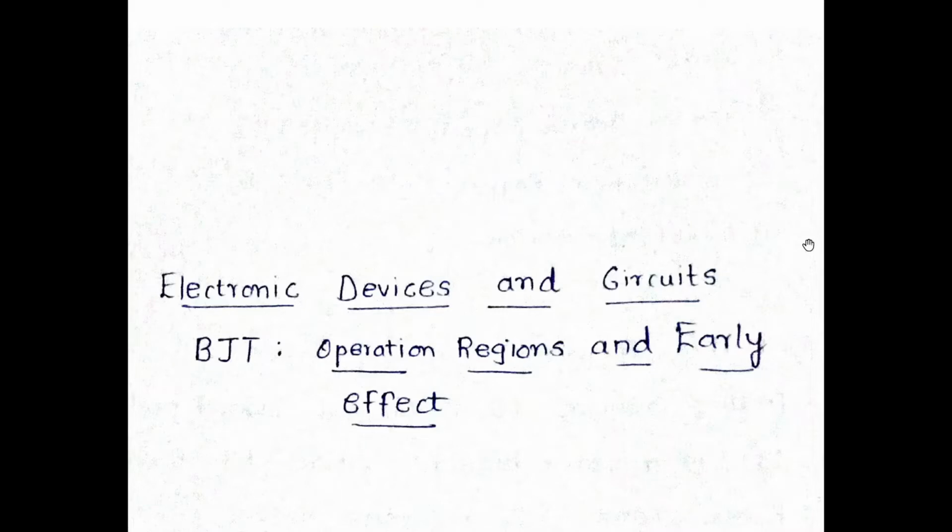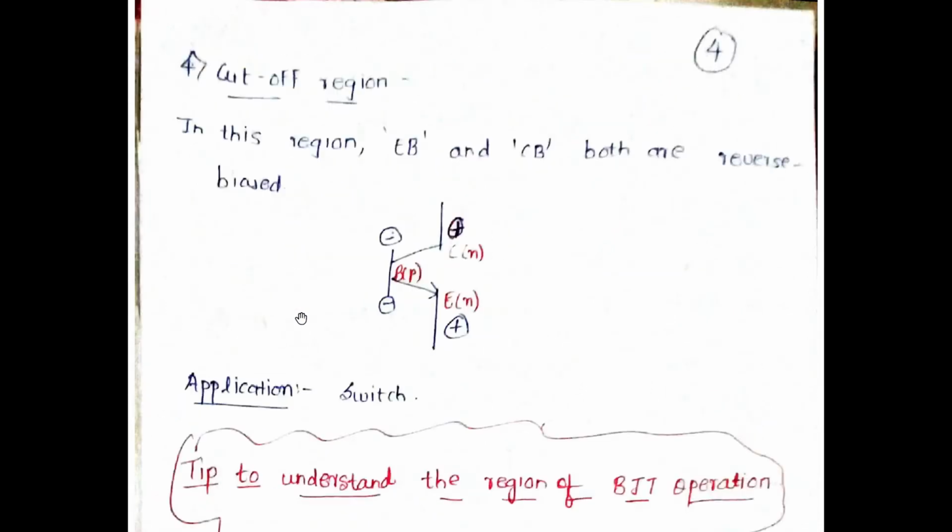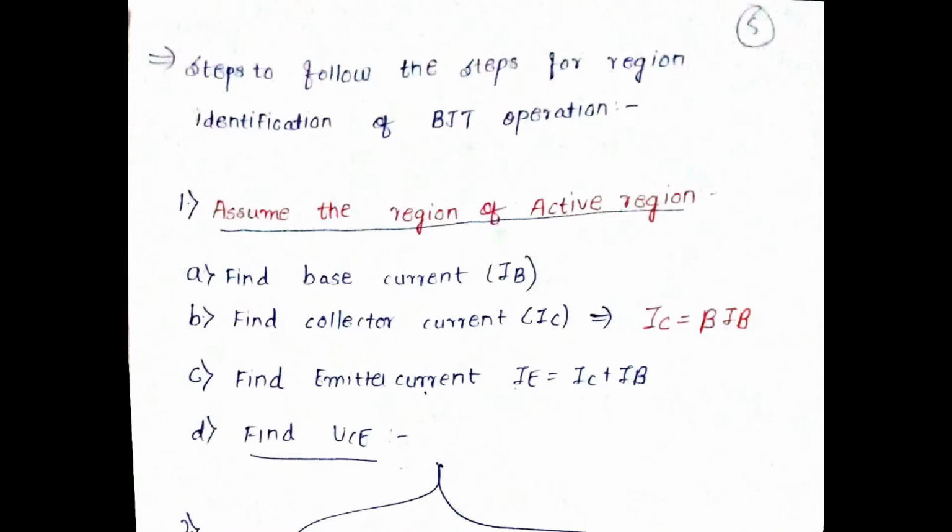In this class, we'll be talking about electronic devices and circuits. The topic is going to be the numericals on the regions that we studied in the last class. In the last class, we learned about the different regions in which the BJT operates, like the active region, the reverse active region, the saturation region, and the cutoff region. Similarly, now we are going to solve numericals on it.